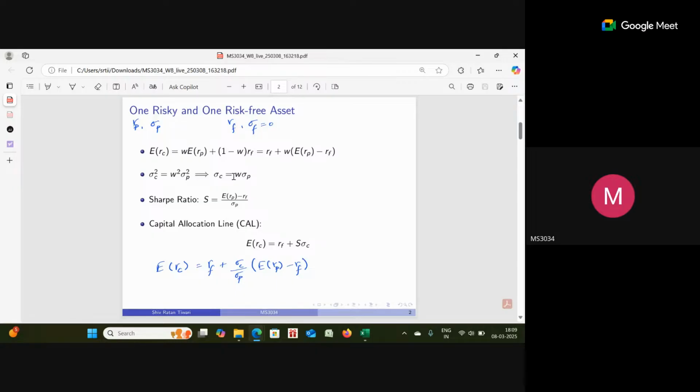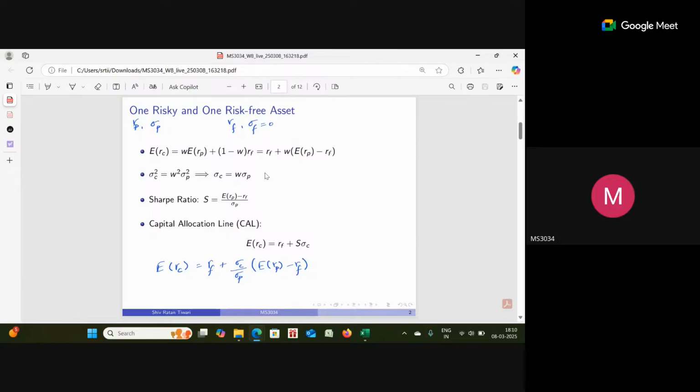Now we can derive it, and that comes out to be in this form: ERC is equal to the risk-free rate of return plus sigma C, the combined portfolio's standard deviation, divided by sigma P, the risky asset standard deviation, times ERP minus RF. If you look closely, we have just replaced W by sigma C over sigma P, correct? And this is the budget constraint on the mean and standard deviation axes.